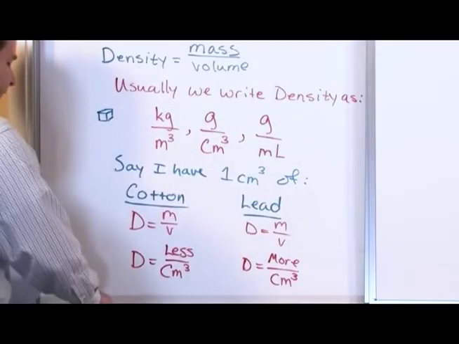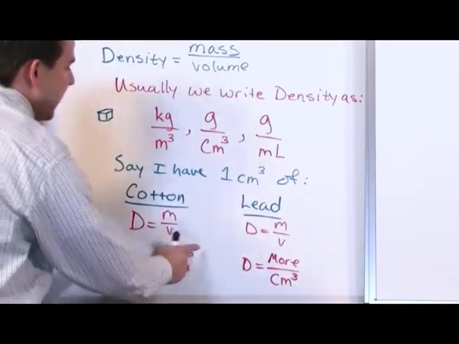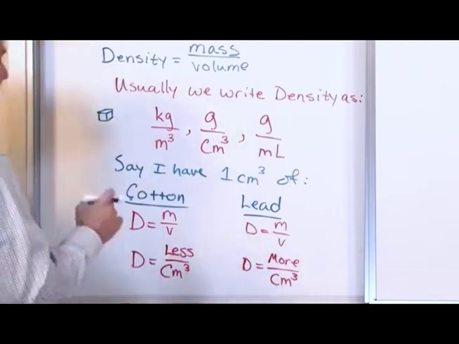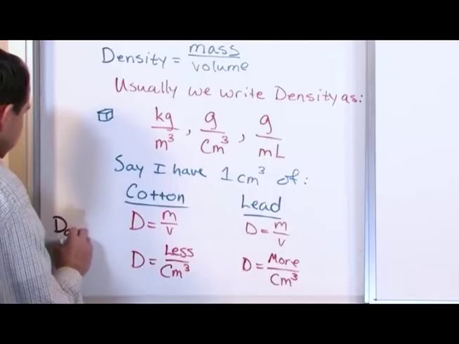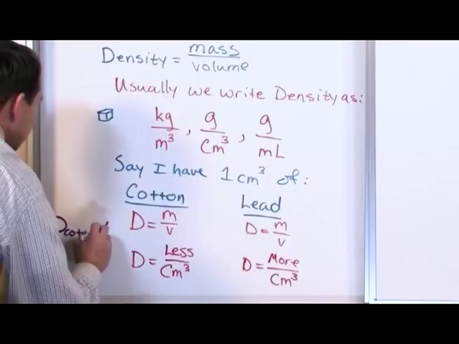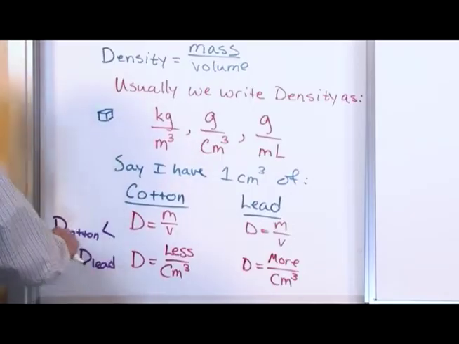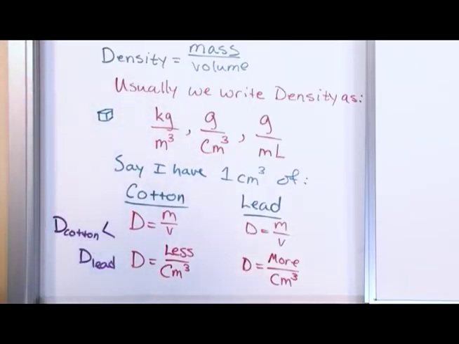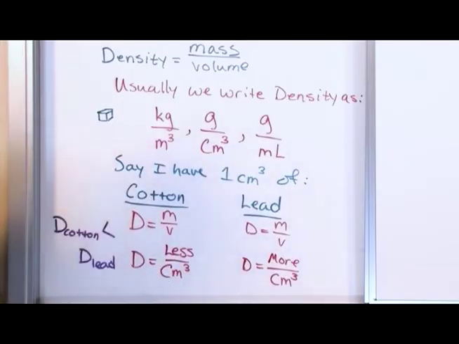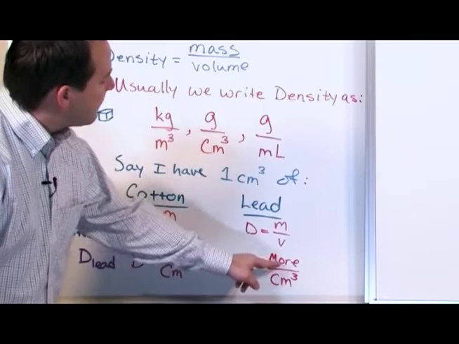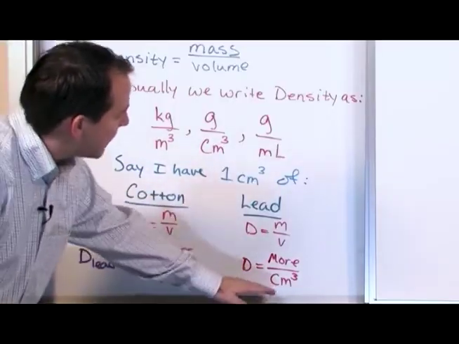So when you think about it for a second, if you have a lower number here and a higher number here, then what we're saying is the density of the cotton is less than the density of the lead. Because if you think about it, this might be, let's say, 2 grams per cubic centimeter, right? But for the same volume, this might be 50 grams per cubic centimeter, because it's going to weigh more. It's going to have more mass for the same exact volume.